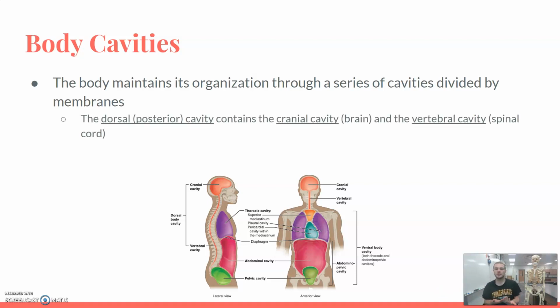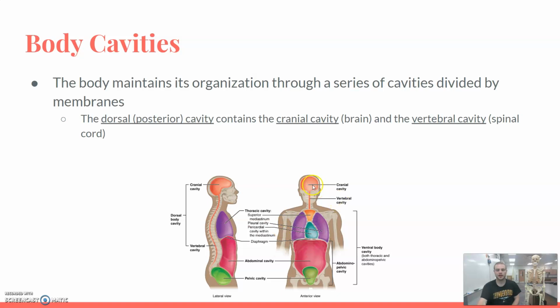Your dorsal cavity, otherwise known as the posterior cavity, is going to contain your brain and spinal cord. And you can even break those cavities up into the cranial cavity up here, which is going to house your brain. You can see on the left-hand side here. And it's going to contain the vertebral cavity, which is going to house your spinal cord. And that's going to run all the way through your vertebrae there.